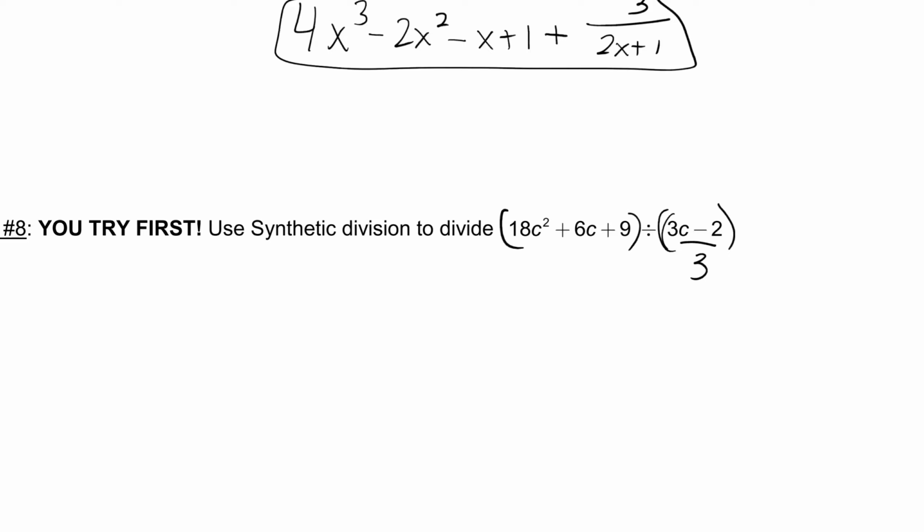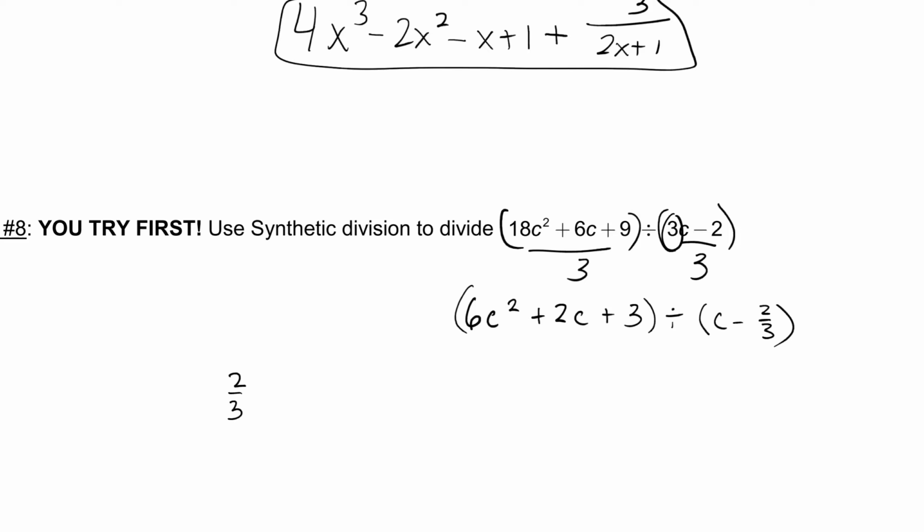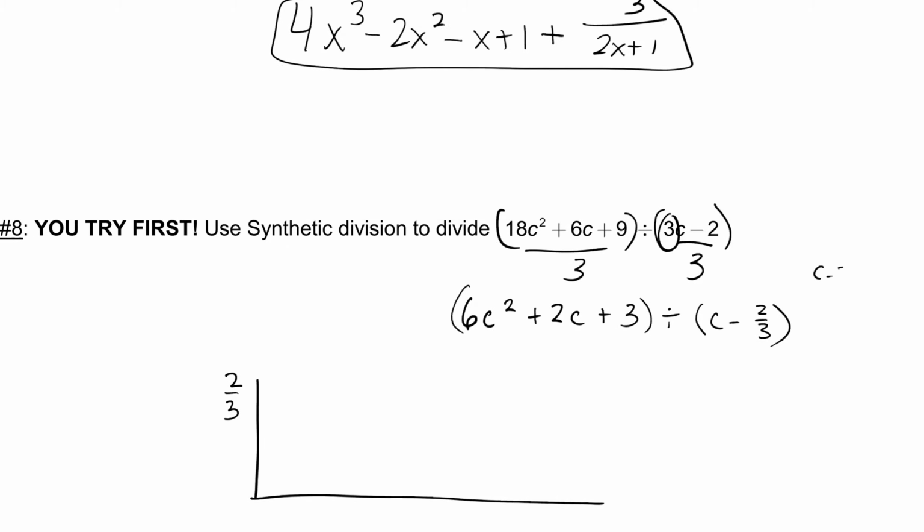So I have to just divide everything by what's in front of my variable that I'm dividing. The coefficient in front of the variable in my divisor. Divide everything by 3. So I get 6c squared plus 2c plus 3, and I'm going to be dividing by c minus 2/3. So positive 2/3 is what is going to be on the outside, right? Because if I set c minus 2/3 equal to 0, add 2/3 on both sides, you get c is equal to 2/3, right? So whenever you set equal to 0, the number you get is always the number you put right here.